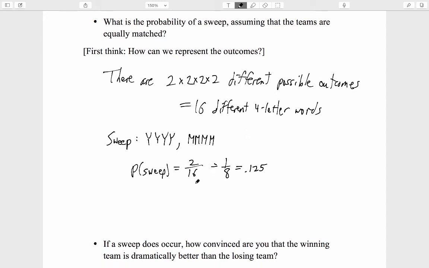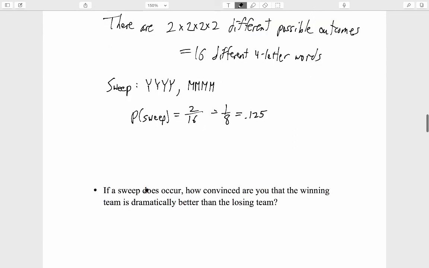Now here we made an assumption about the teams being equally matched. What if you don't know whether they're equally matched or not? You just watch the World Series and a sweep occurs. Well, if a sweep does occur, there's a question. How convinced are you that the winning team is dramatically better than the losing team? You might think that if one team wins 4 games and the other team can't win any, that the winning team must be much better than the losing team. When a sweep does occur, it is evidence that one team is much better than the other, but it's also possible that it happened just by chance.